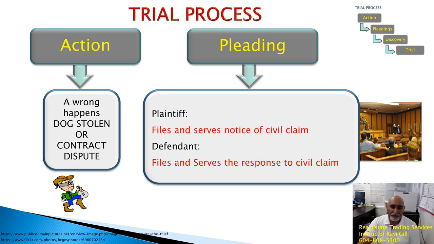Pleading is really where the paperwork takes place. The plaintiff is the person who's going to start up the case. He files a notice of civil claim, and then he serves the notice of civil claim to the defendant. Two things are happening. He goes to court, files the notice of civil claim, and the courts will stamp it, and then the plaintiff will serve, meaning get it delivered, maybe mailed, maybe hand delivered, maybe a sheriff will deliver it for him. That claim will be delivered to the defendant.